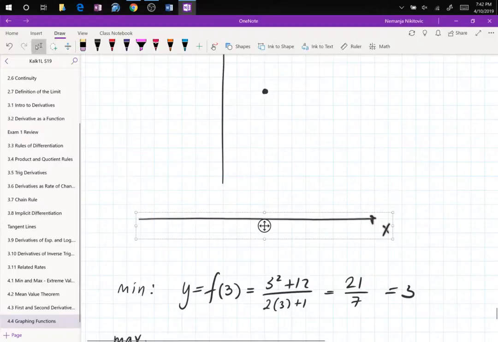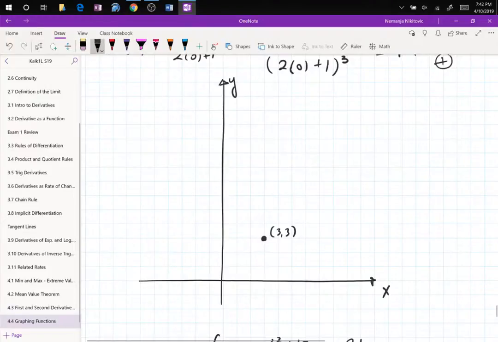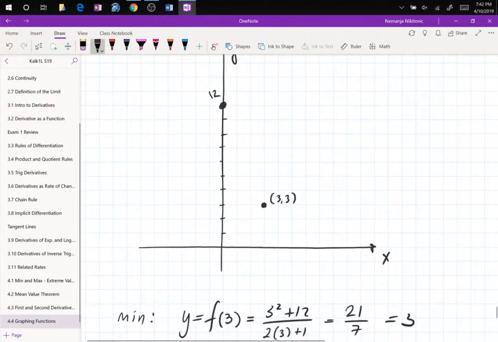Let's go here. So 1, 2, 3, 1, 2, 3. That's (3, 3). So our x is our y. Now I need 12. 1, 2, 3, 4, 5. 12. And that was our y-intercept. So the graph is going to go through 12 and then go through (3, 3) as well.